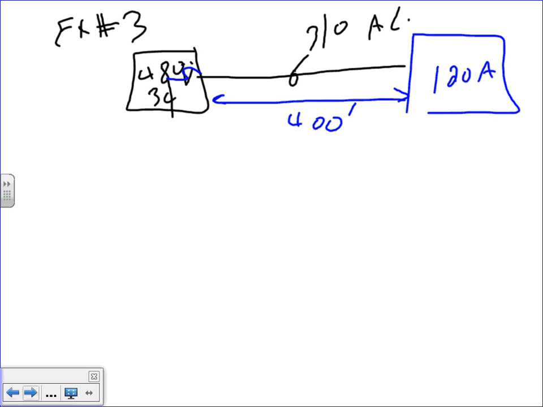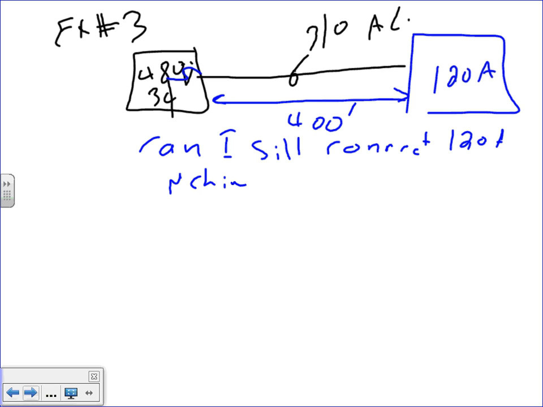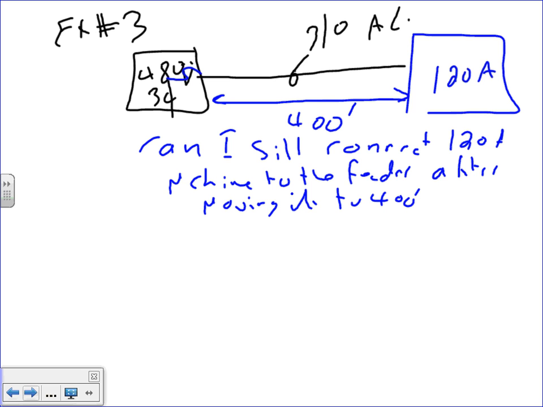The question is, can I still connect the 120 amp machine to the feeder after moving it 400 feet away from source? Can I? May I? Should I? So we need to find the amps. The load is 3-phase. The load is also 3-phase.